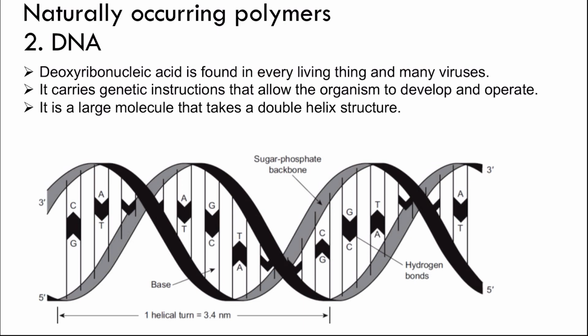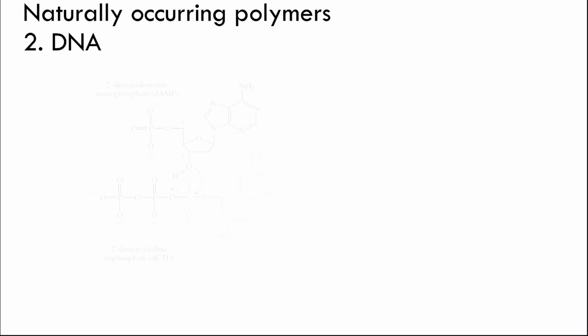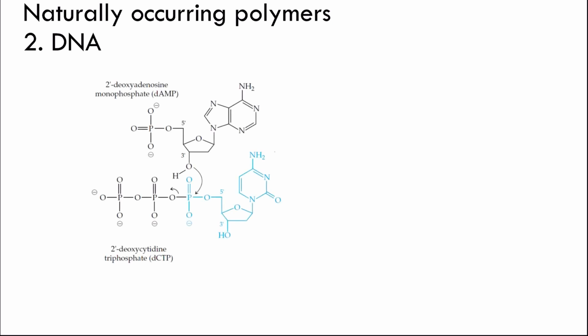So this is how the DNA looks. It has a double helix structure, which is formed of two polymer chains of monomers called nucleotides. So each of these two is formed of a polymer chain of monomers called nucleotides. So what are the nucleotides, and how does the polymerization take place?